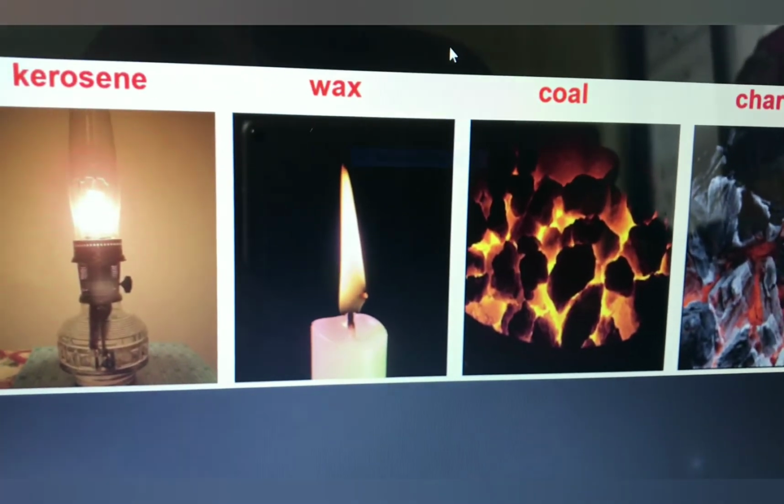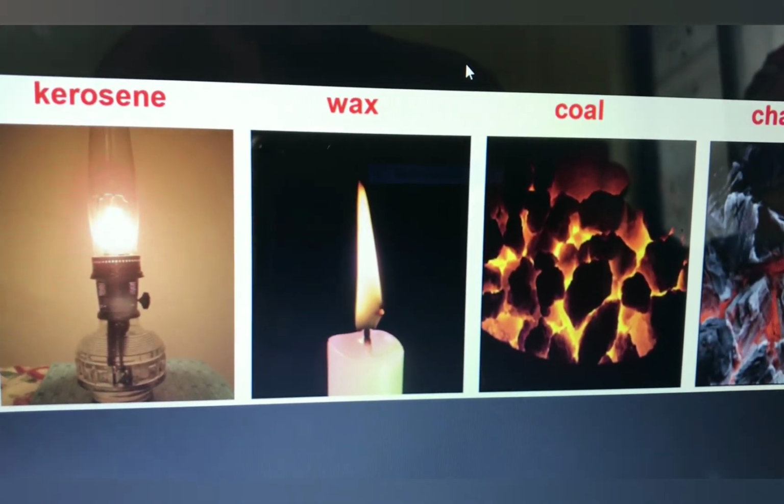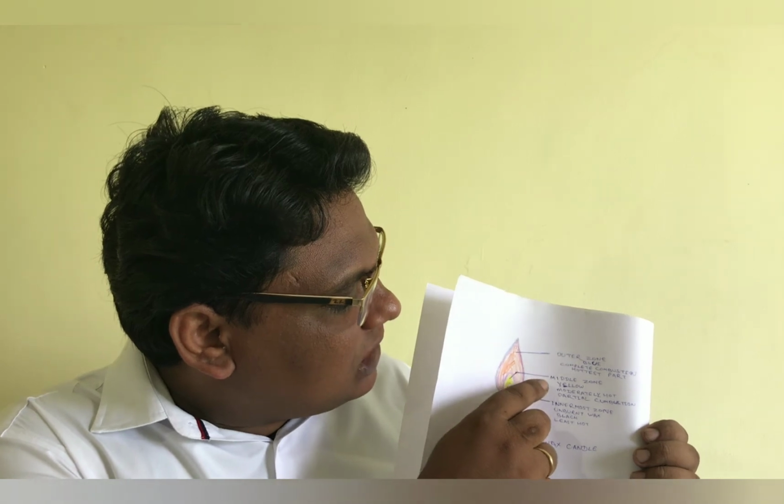Flame is the raised volatile portion of the burning or combustible substance. This is the flame. This is the wax candle, and you can see the volatile portion of the wax candle that creates a flame. That is reddish in color. But if you see the flame closely, it will show the innermost black portion, the middle yellow portion, and the outermost reddish and blue color.